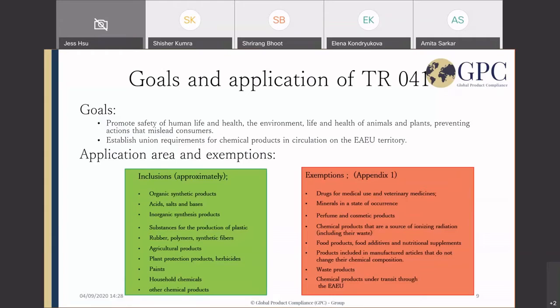But if we look more into detail, we can see that the inclusions, which are approximate, include organic synthetic products, acids, salts, and bases, inorganic synthetic products, substances for the production of plastic, rubber, polymers, synthetic fibers, agricultural products, plant protection products, herbicides, paints, household chemicals, other chemical products.